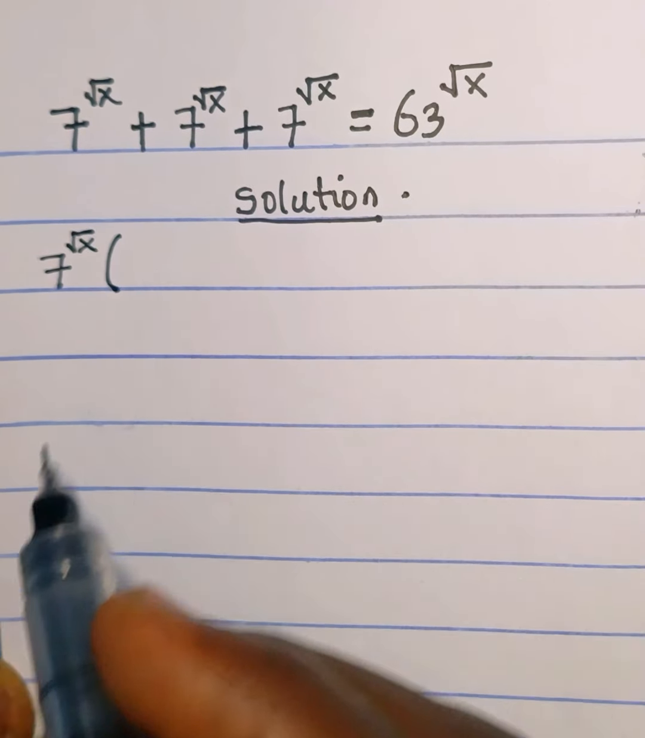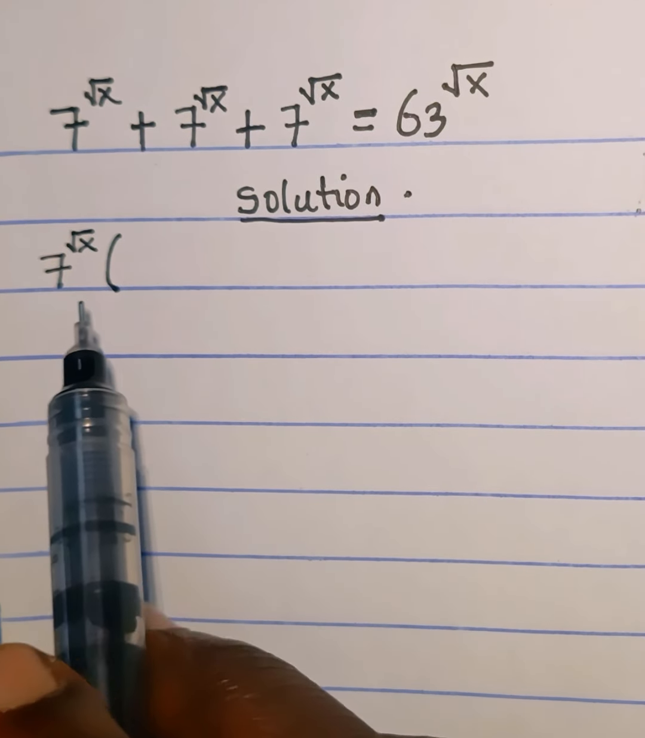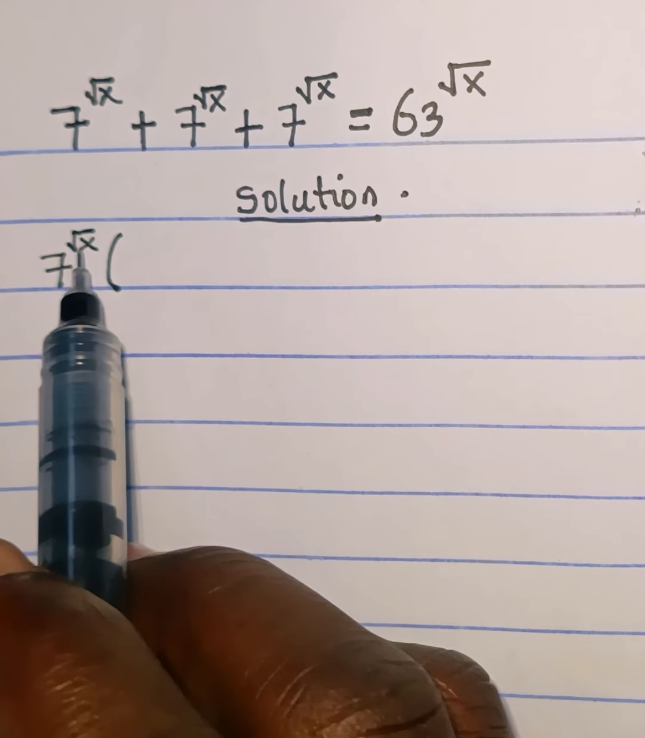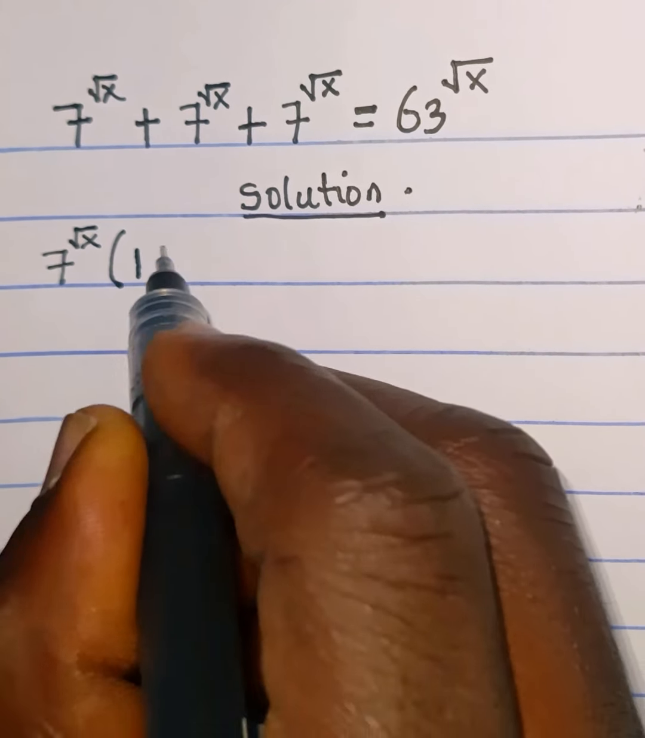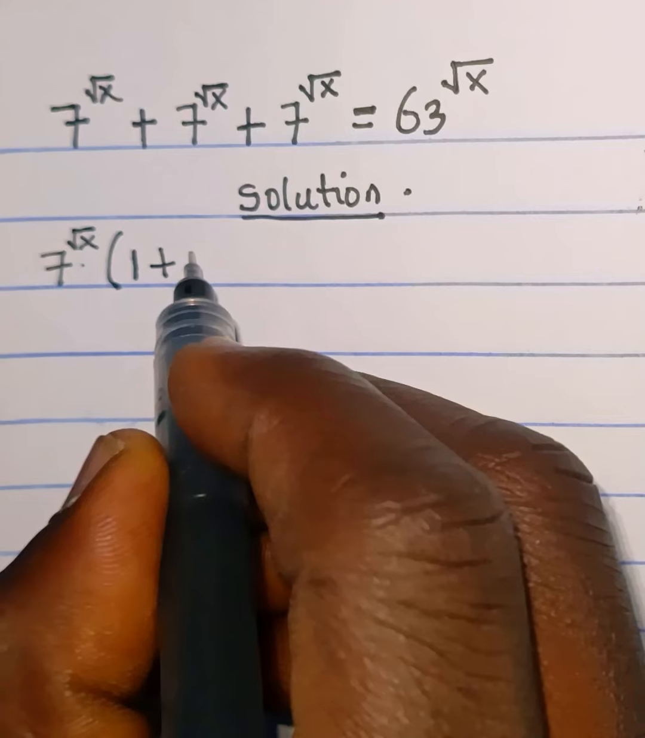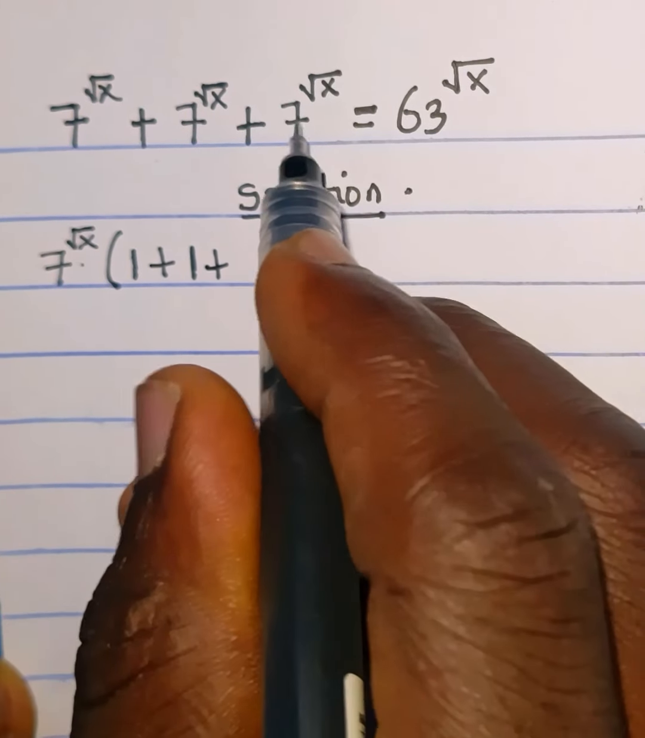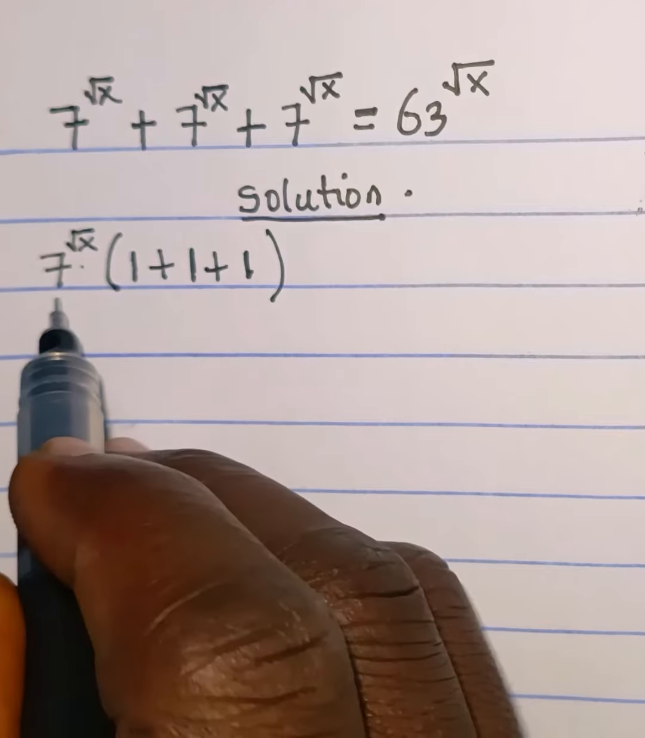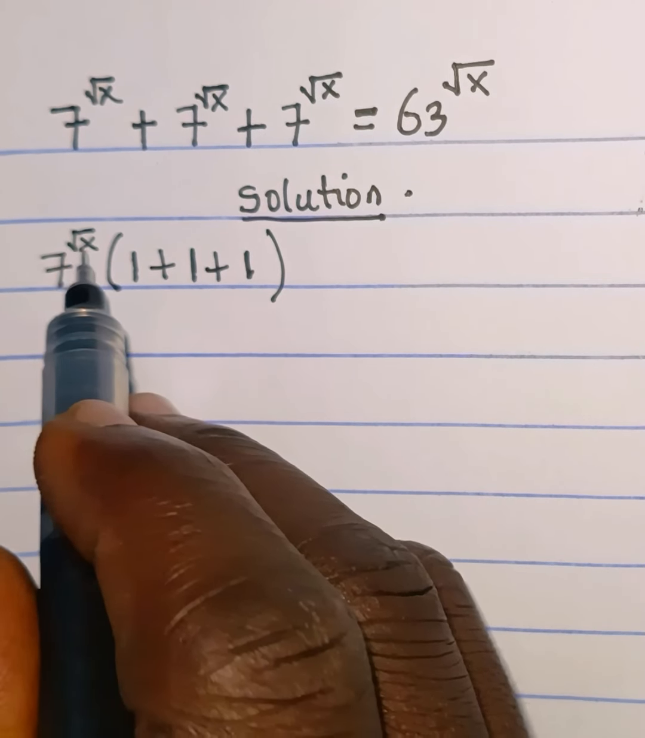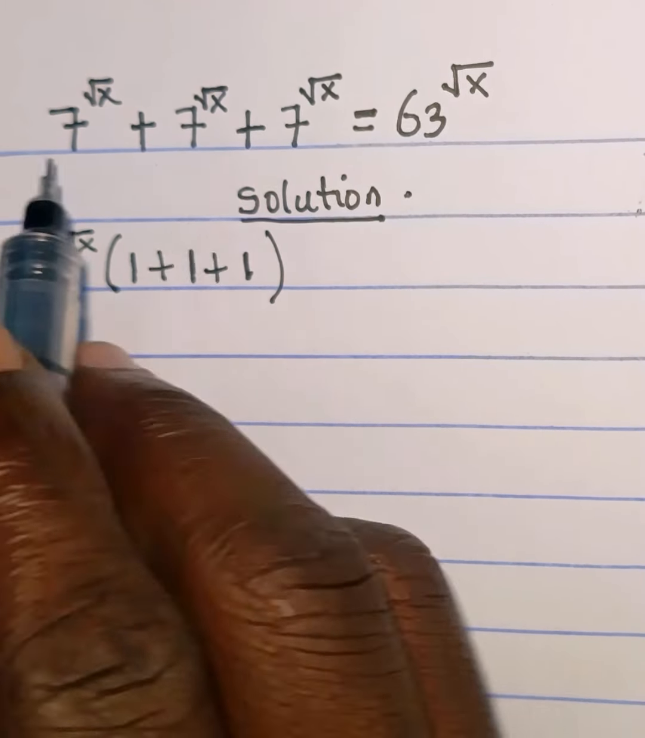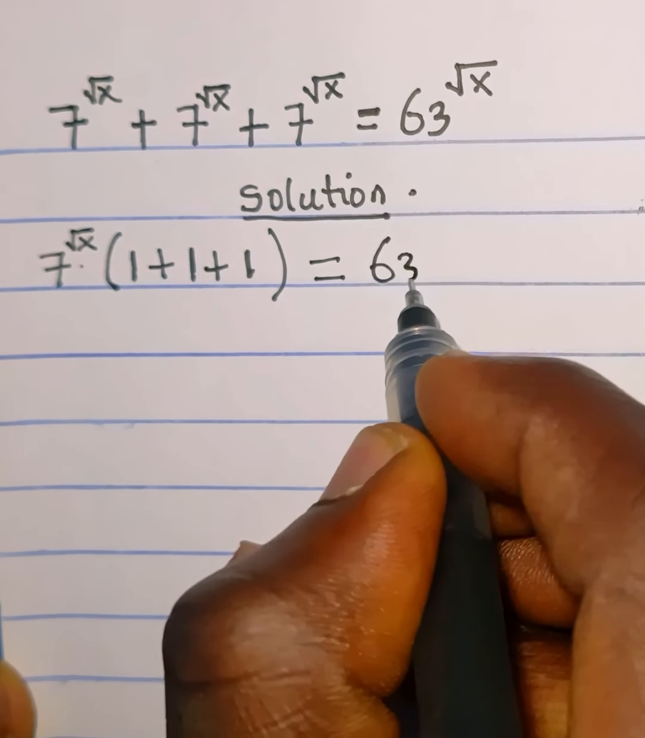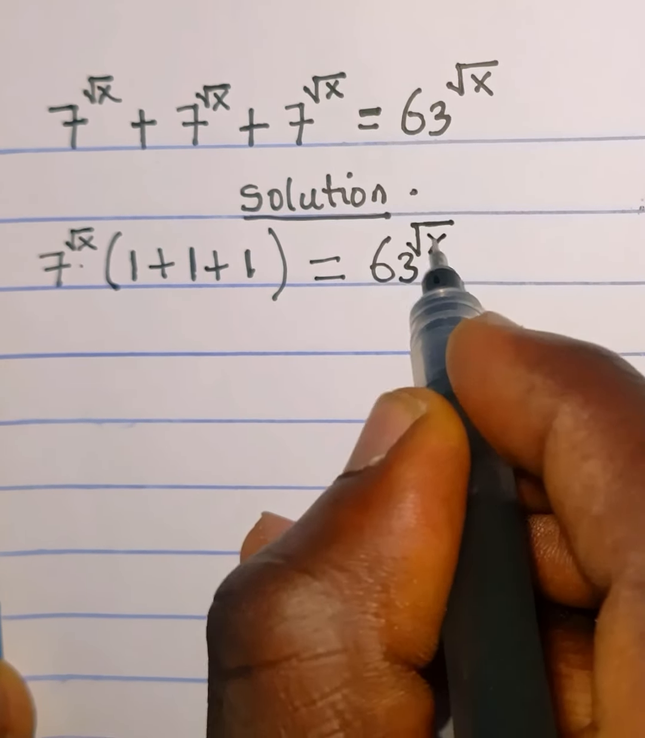Then we open a bracket. Now we need to divide. 7 to the power of square root of x divided by 7 to the power of square root of x is going to be 1. Then plus, when we divide the same thing, is going to be 1. Then plus, if we divide the third one, is also going to be 1. So that when you use this 7 to the power of square root of x to open this bracket, we are going to get the left hand side back, which is going to be equal to 63 raised to the power of square root of x.